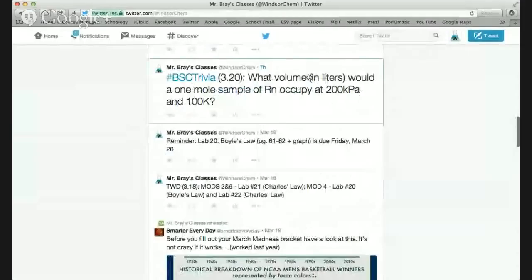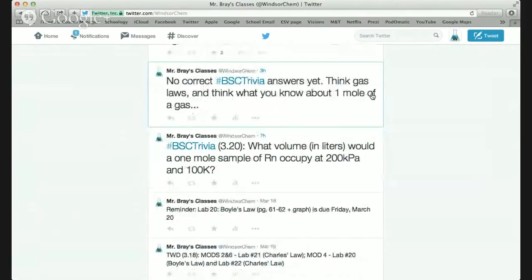Here we go. What volume in liters would a 1 mole sample of Rn occupy at 200 kPa and 100 Kelvin? I thought you'd be able to figure this out, but nobody came up with the right answer. So then I gave a little teaser and said, think gas laws, because this was a combined gas law problem, and think what you know about 1 mole of a gas. So what the heck was this saying?